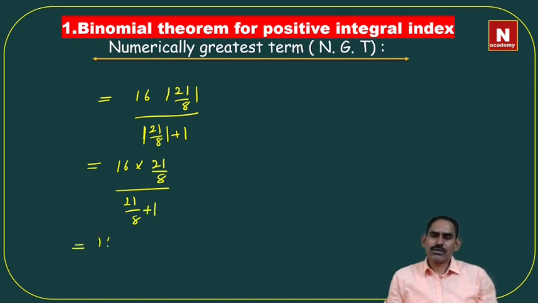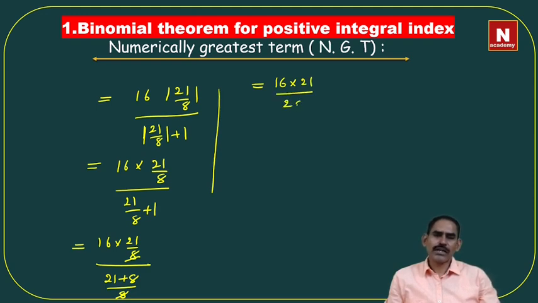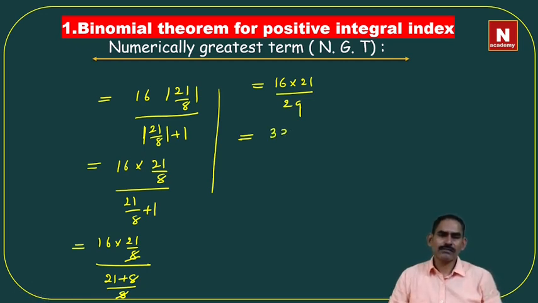Now take the LCM of 16 into 21/8: with denominator 8 as LCM, it is (21 + 8)/8. The 8 gets cancelled. That implies 16 into 21 by 29. You have to calculate this value. 16 into 21 is 336, over 29. This value equals 11.58. That means it is in the form m + f: 11 + 0.58. Here 11 is the integer m and 0.58 is the fractional part f.